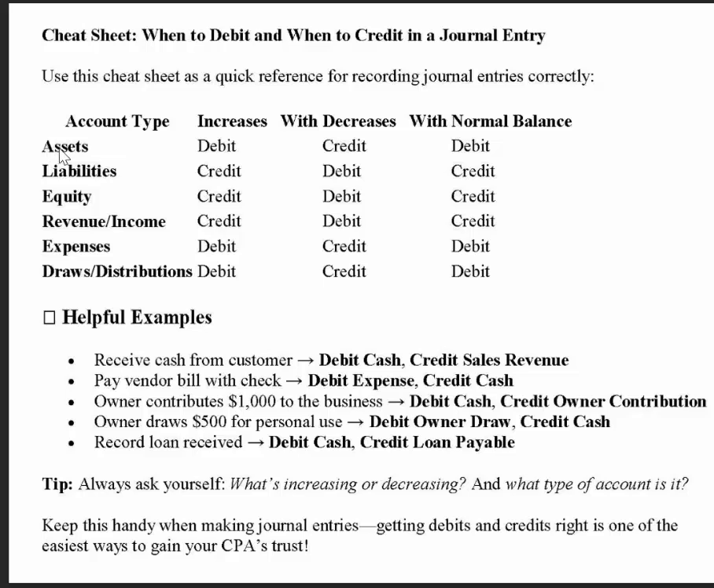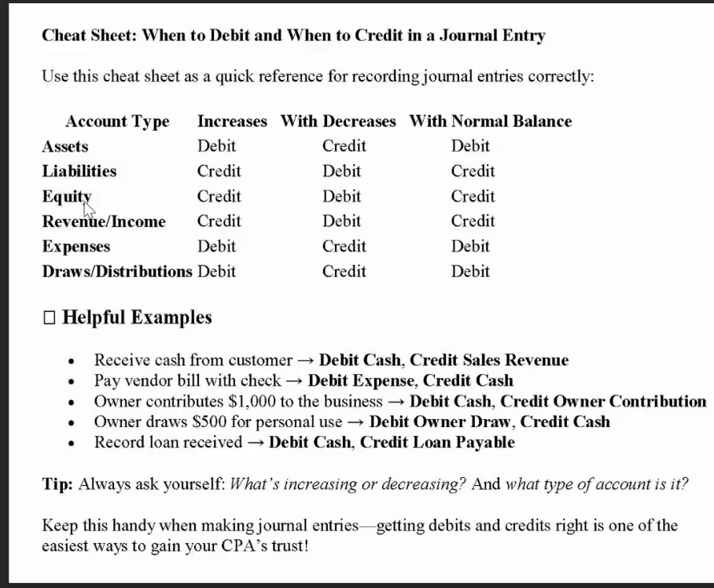So if it's an asset and it's going to increase, it's a debit. If it's going to decrease, like you wrote a check, then it's going to be a credit. The normal balance is a debit balance. Your liabilities, like your bills or your loans, if it increases, it's a credit. You're adding to the loan. If it decreases, you're paying it off. It's a debit, and it's a normal credit balance.